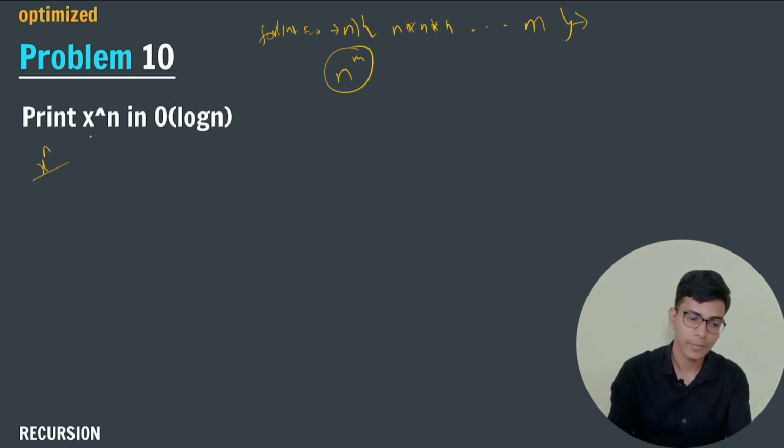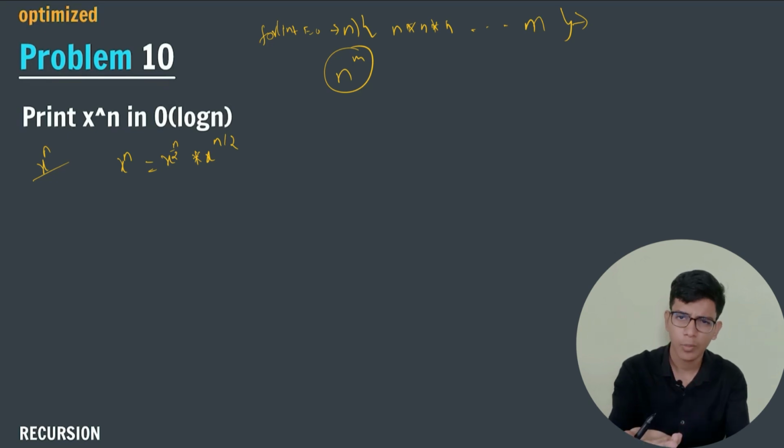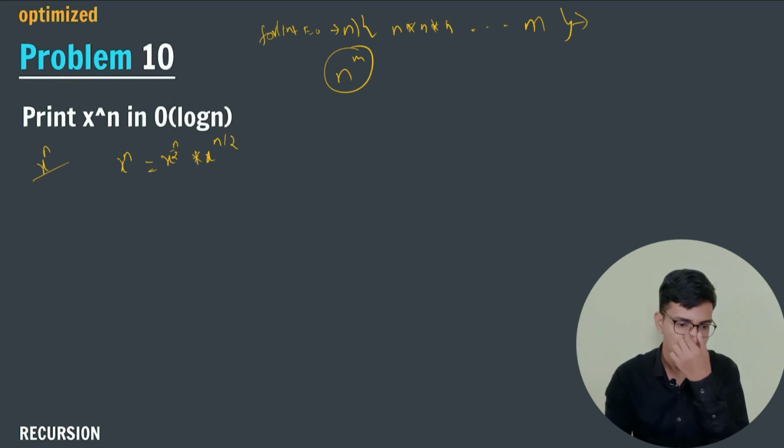So can I write that x to the power of n is equal to x to the power of n by 2 into x to the power of n by 2? Yeah, I can write it like that. In math, in exponents and that type of chapter, like integration, we used to study these kinds of formulas. So can I write x to the power of n is equal to x to the power of n by 2 into x to the power of n by 2? Yes, this is absolutely right.